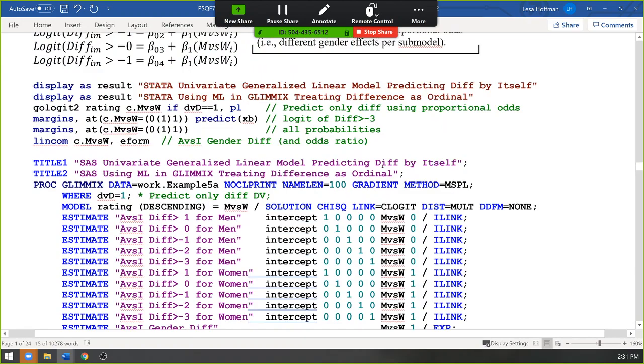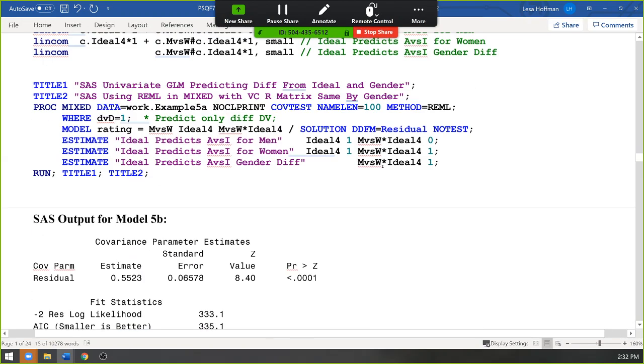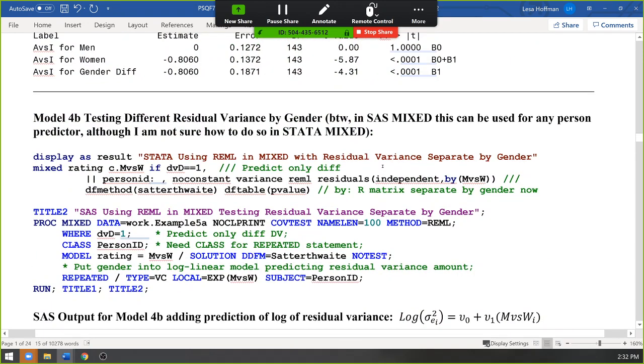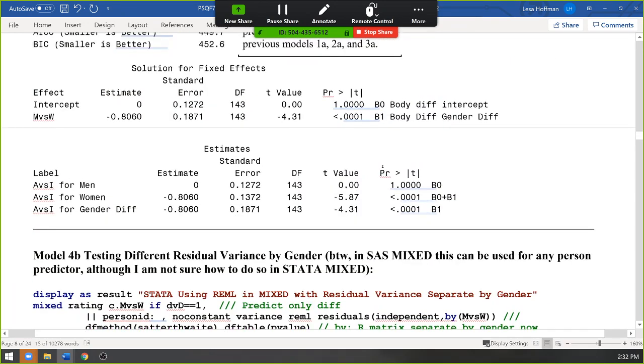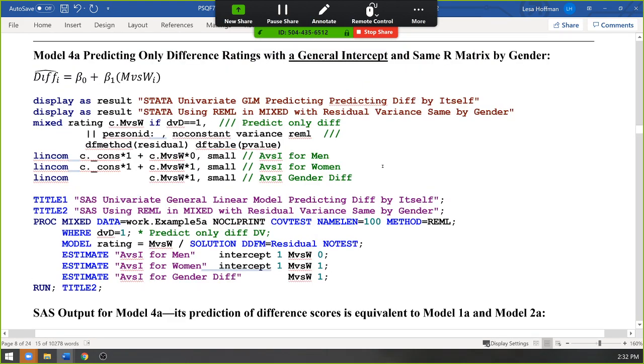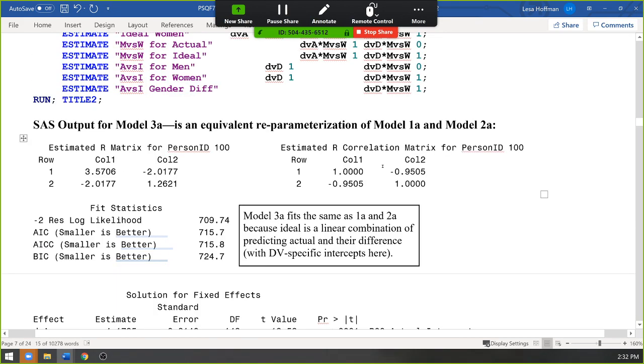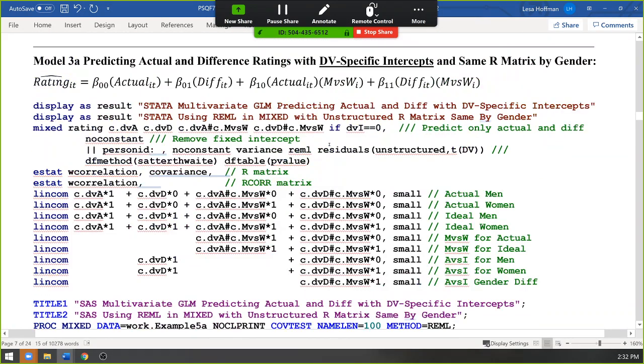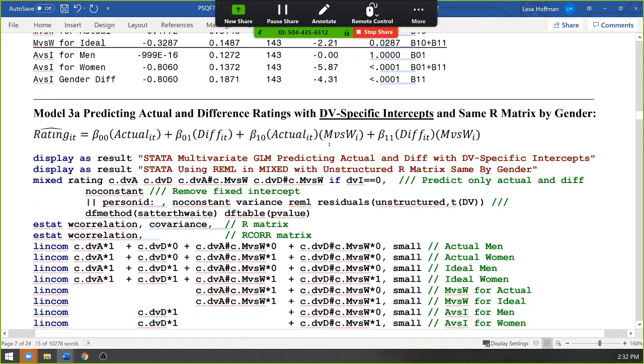Oh, come back. Too far. Scrolling, scrolling, scrolling. Almost. One more. Here it is. Is this where I was? Yeah, 3A.